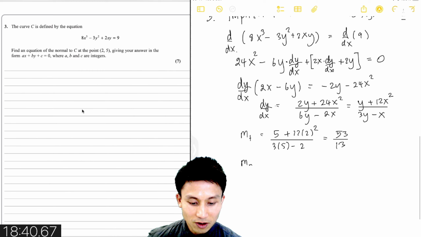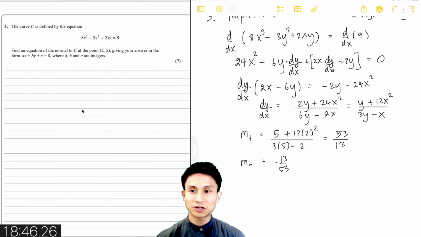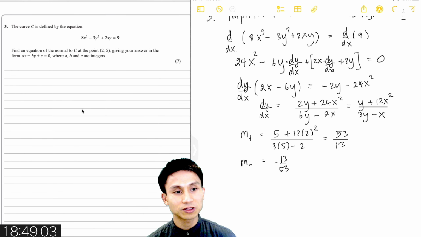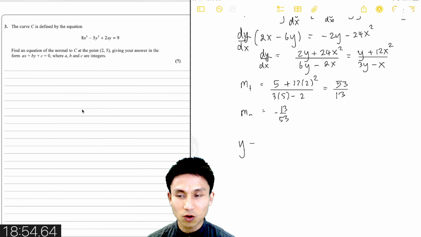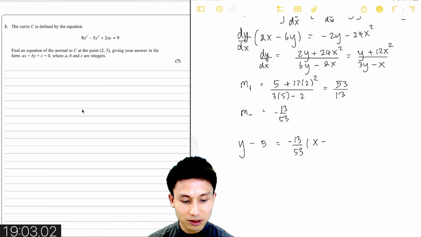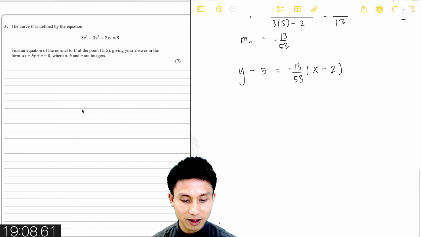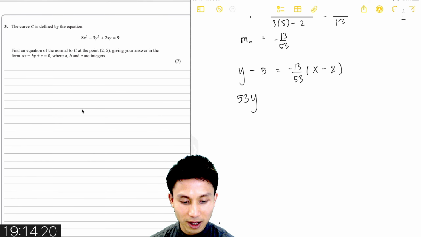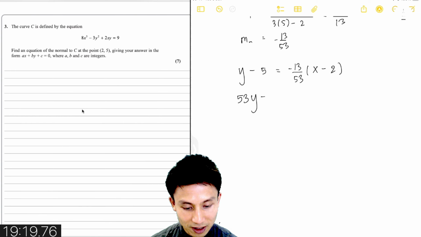So that means the gradient of the normal would again be the flip and with the minus sign of that gradient of the tangent. There you go, just flip the fraction and put the minus sign, yeah? Now, so the equation of the line is y minus y1, y1 being 5, equals the gradient m times x minus x1, x1 being 2, just using the same point really. And we can see that we should multiply 53 out across the entire equation. So that would be 53y minus 53 times 5 is 265, I think. Yeah.